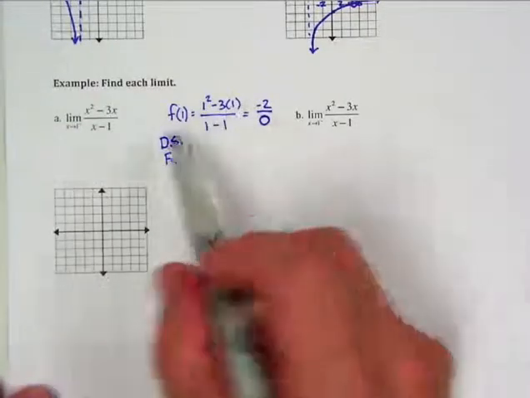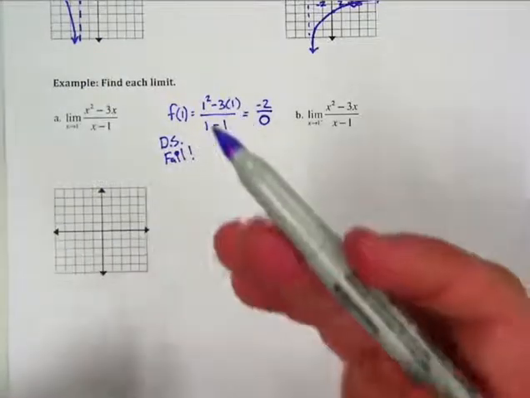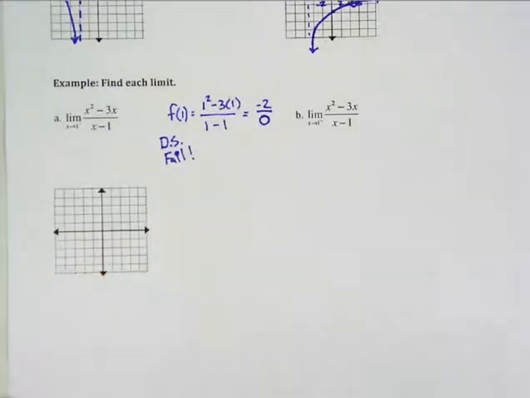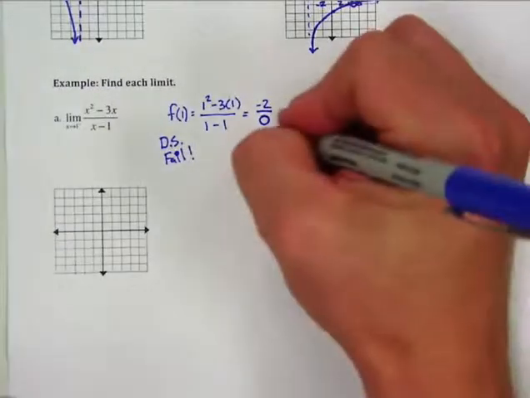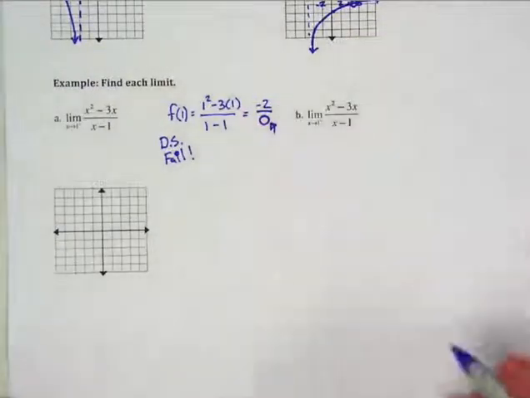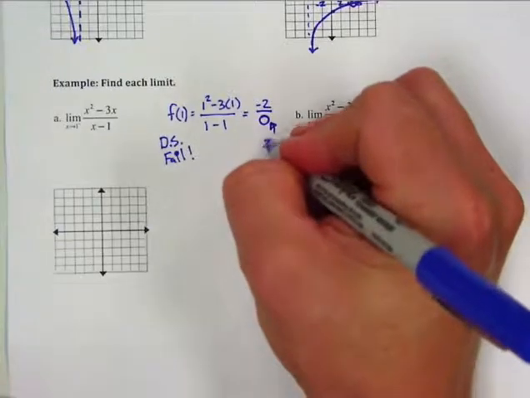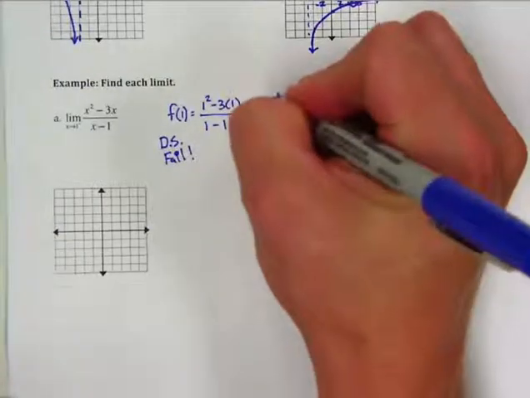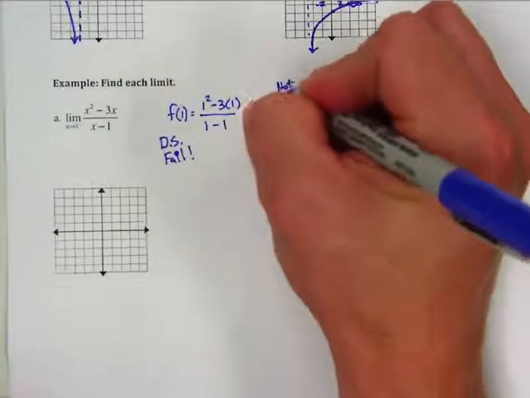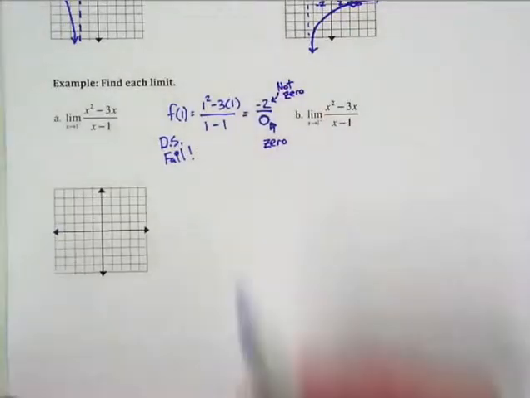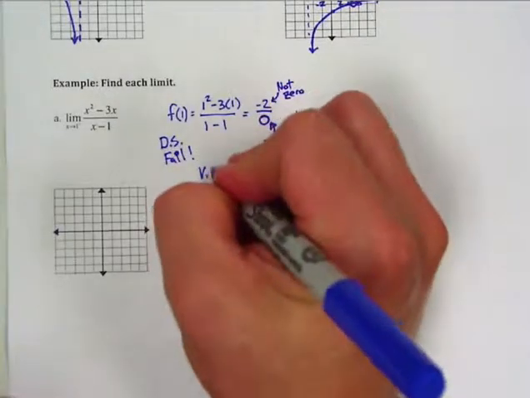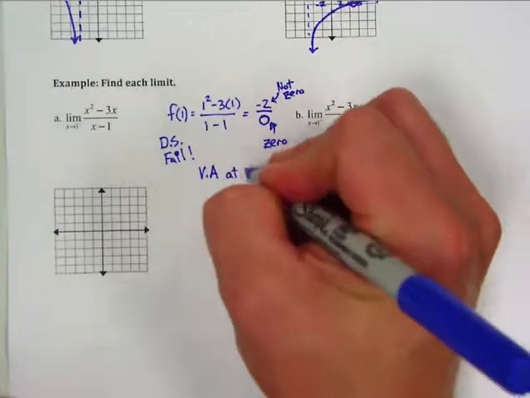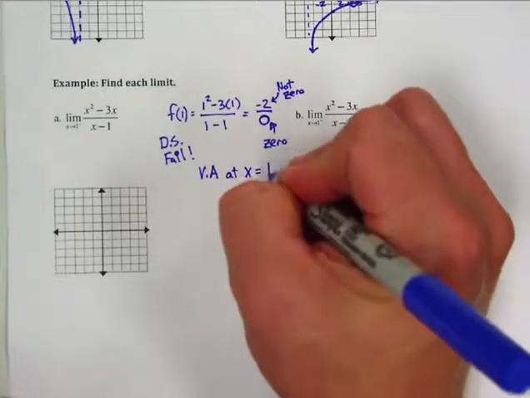Now, before, we would have had to go ahead and try to factor this or figure out what's going on at this point to see if the limit could still exist. However, now that you know something about vertical asymptotes, when we have a 0 in the denominator and not 0 in the numerator, you can say that we have a vertical asymptote at x equals 1.